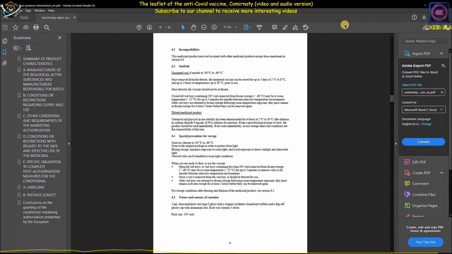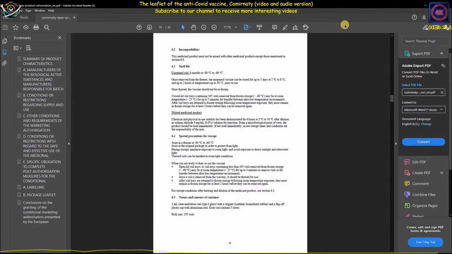6.6 Special precautions for disposal and other handling. Handling instructions. Comirnaty should be prepared by a healthcare professional using aseptic technique to ensure the sterility of the prepared dispersion. Thawing prior to dilution. The multi-dose vial is stored frozen and must be thawed prior to dilution. Frozen vials should be transferred to an environment of 2 degrees Celsius to 8 degrees Celsius to thaw. A 195 vial pack may take 3 hours to thaw.